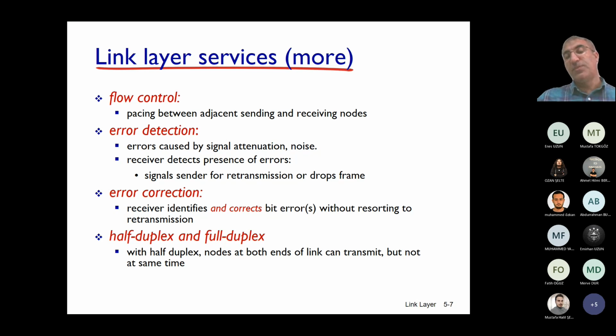Another service that is provided by this layer is duplexing. It can be half duplex and it can be full duplex. In half duplex, the nodes at both sides can transmit, but not at the same time. One of them can transmit, the other waits, and then the second one can respond. But in full duplex, both sides can simultaneously transmit and receive. Okay, guys, so these are the main services that are provided by the link layer.